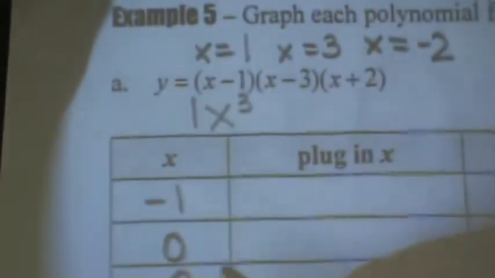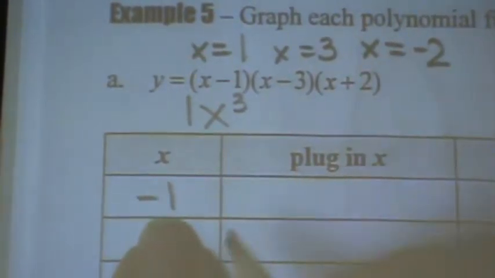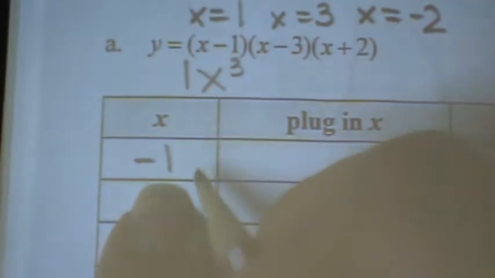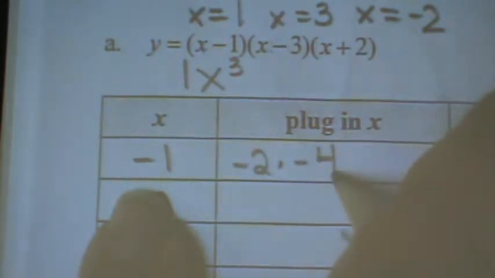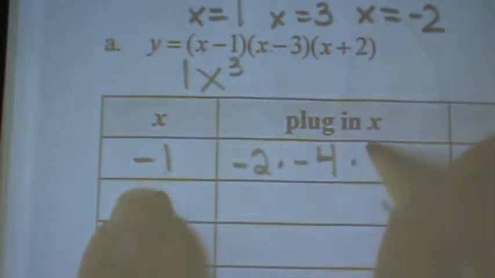Now watch how easy these are. And this is what the question Sammy had asked. Where do you plug it in? Nick, you asked this one. You plug negative 1 in right here. So what's negative 1 minus 1? Negative 2. Times, what's negative 1 minus 3? Negative 4, and negative 1 plus 2 is 1. Now multiply those three together, what do you get? 8. So over 1 and up 8. That's where you should go. 1, 2, 3, 4, 5, 6, 7, 8. Right there.